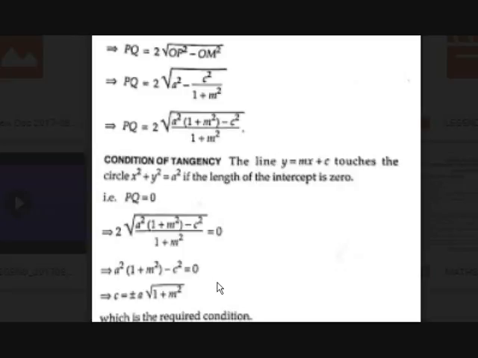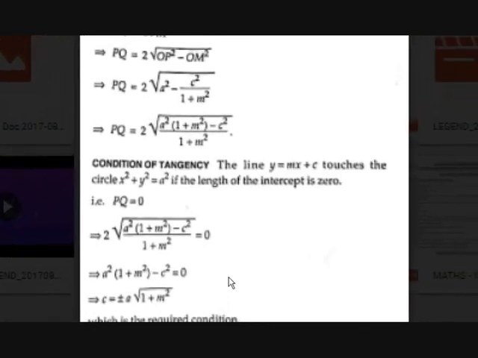In another way, how can we prove this? The length of the intercept is 0 means the two points coincide, right? We know the formula for coincide, right? a is equal to modulus of c by root of 1 + m². There is a modulus, so a will get the sign of plus or minus. a can have values plus or minus if we take off the modulus. So, you will get the following equation.